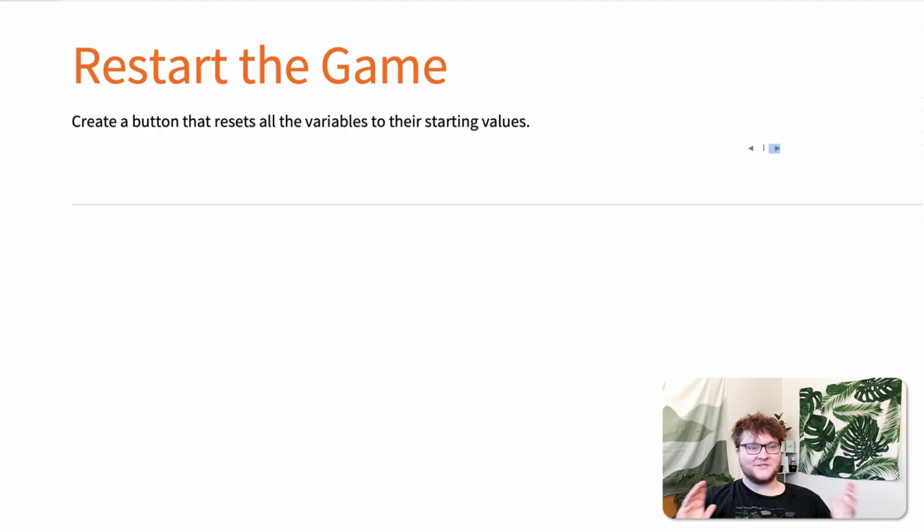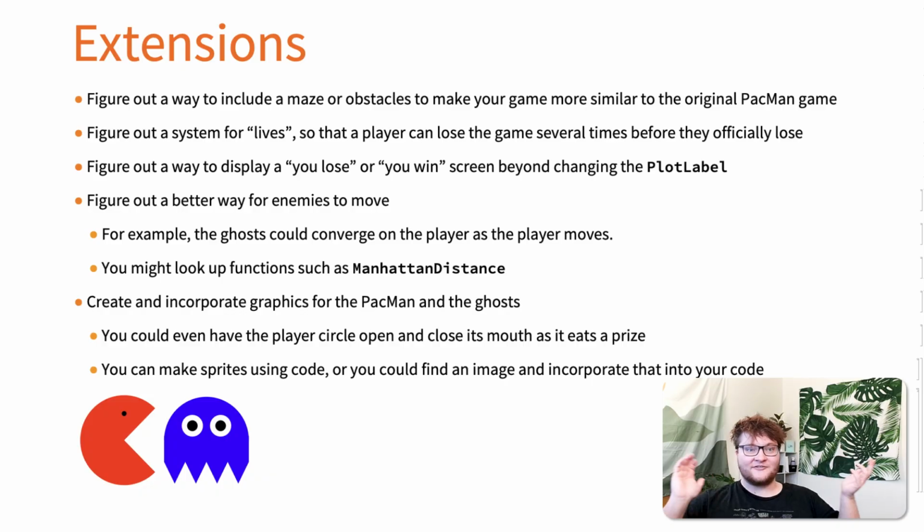Our final step is being able to restart the game. So at the moment, when we win, our only option is to just endlessly continue to move around and avoid the ghosts. We should make a button that resets the entire game. So you should create a button that resets all of the variables to their starting values. Great, at this point you have built a playable game. You can continue to improve and tweak your game however you'd like.